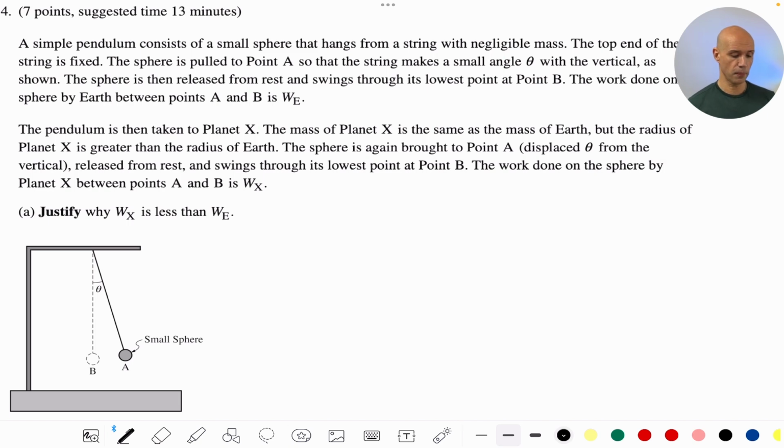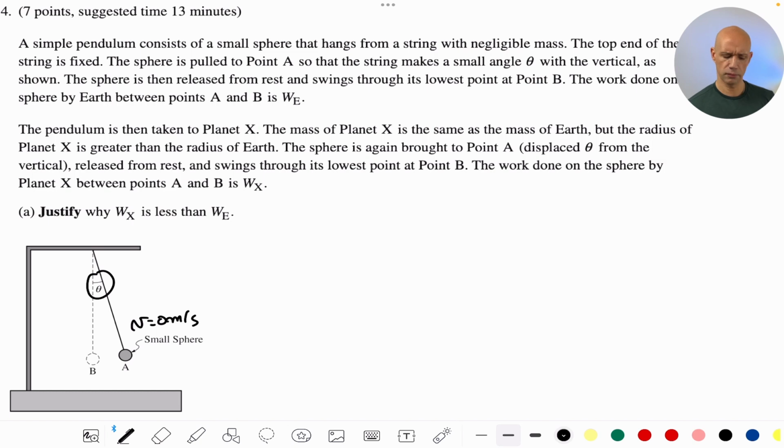So a simple pendulum consists of a small sphere that hangs from a string with negligible mass. Always these strings will have no mass, don't worry about it. The top end of the string is fixed. Yes, fantastic. Otherwise, it cannot swing. The sphere is pulled to point A so that the string makes an angle theta with the vertical. Okay? The sphere is then released from rest, so initially it's at speed 0, and swings through its lowest point at point B.